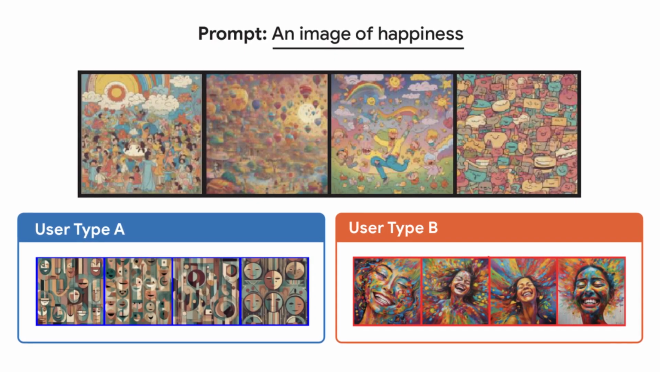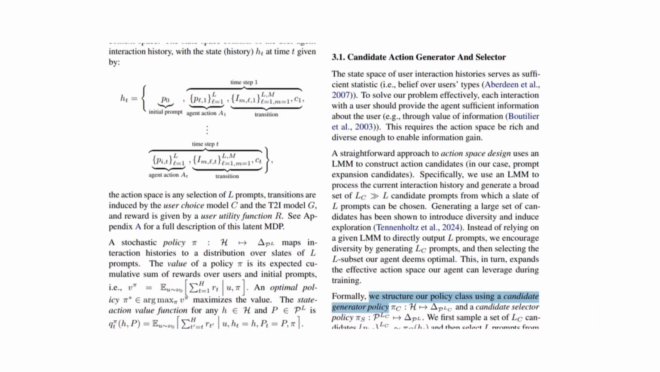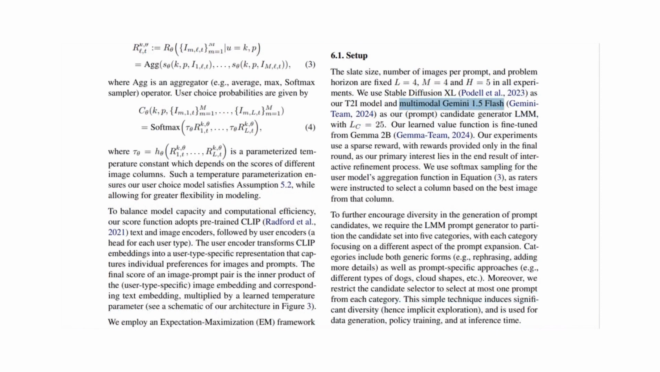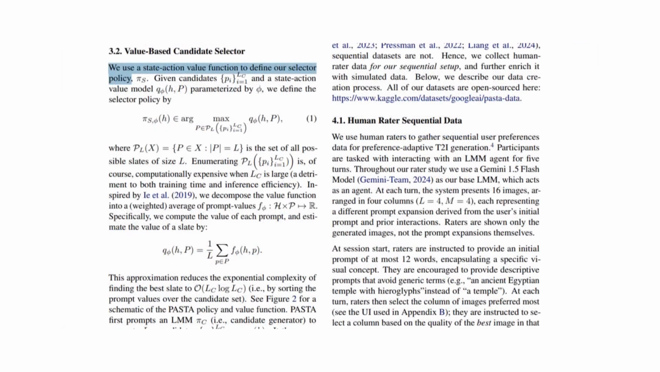The tech behind this is actually wild. Pasta has 2 main parts. First is the candidate generator using Gemini Flash to create 25 different prompt options. These are organized into 5 categories, exploring different aspects of your idea. Second is the candidate selector that picks which 4 prompts to show you.